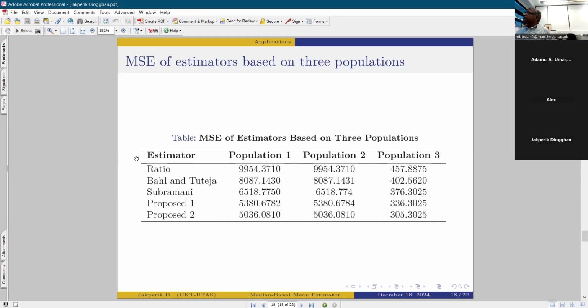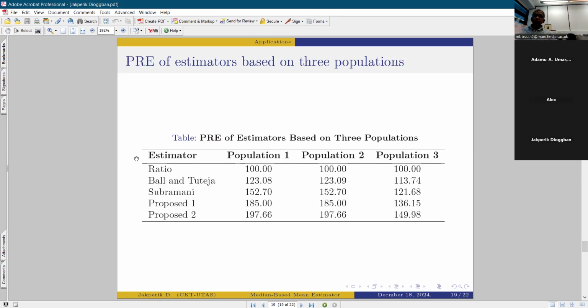And again, the ratio estimator had the highest MSE, followed by the estimator of Ball and Tütiger, with the minimum or the least MSE now obtained in the proposed estimator with alpha equal 2. The next estimator with the minimum MSE was the proposed estimator at alpha equal 1, followed by Subramani of 2016. So although the proposed estimator at alpha equal 2 was not the best in terms of minimum bias, it turned out to be the most precise, if I have to say.